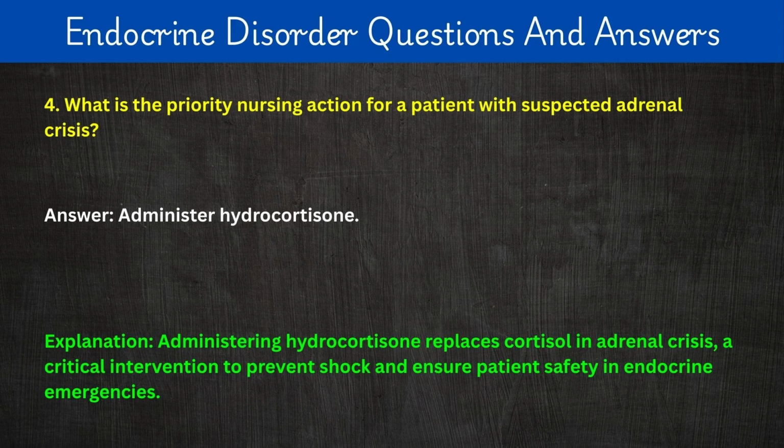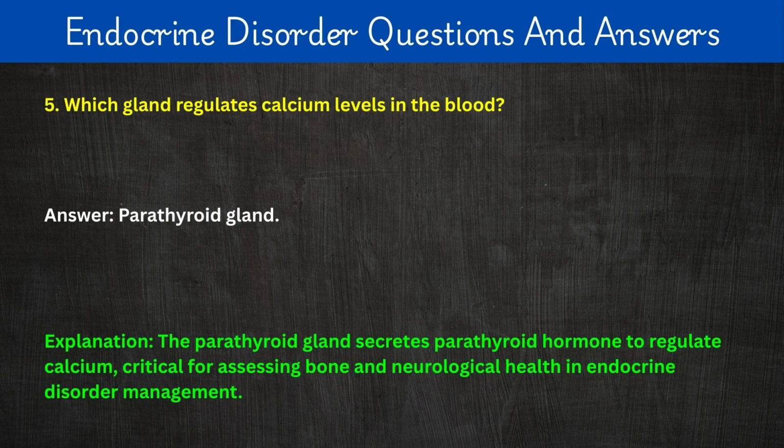4. What is the priority nursing action for a patient with suspected adrenal crisis? Answer. Administer hydrocortisone. Explanation. Administering hydrocortisone replaces cortisol in adrenal crisis, a critical intervention to prevent shock and ensure patient safety in endocrine emergencies.